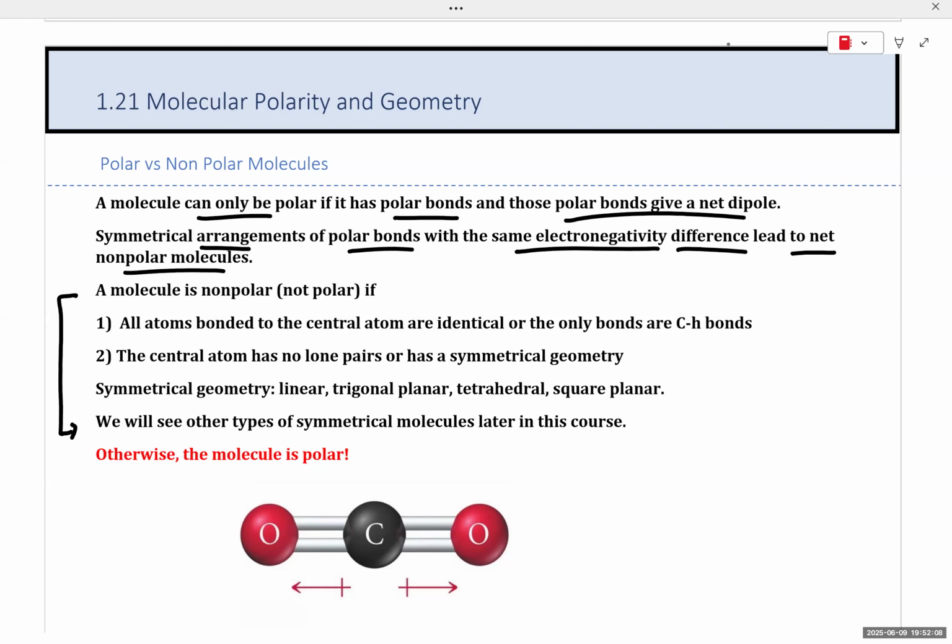So to this end, I've created some criteria you can use to test whether a molecule is polar or nonpolar. A molecule is nonpolar, not polar, if all atoms bonded to the central atom are identical, or if the only bonds are carbon-hydrogen bonds. Or, in addition, the central atom has no lone pairs and it has a symmetrical geometry, be it linear, trigonal planar, tetrahedral, or square planar. If both of these criteria are met, then your molecule is nonpolar. Otherwise, the molecule is polar.